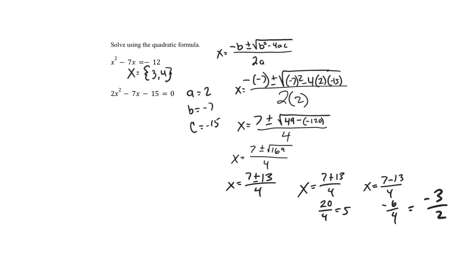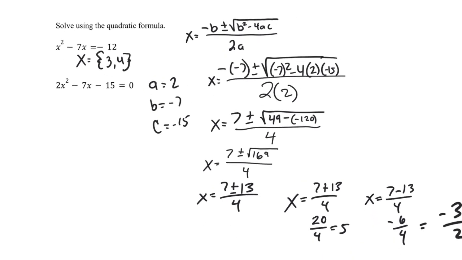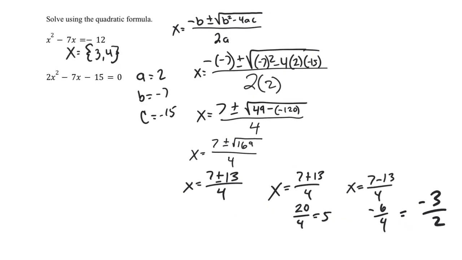So my answers are, let's see, sorry, didn't mean to do all that. Try to make sure you can see everything. I have x is equal to 5, and then x is also equal to negative 3 over 2.